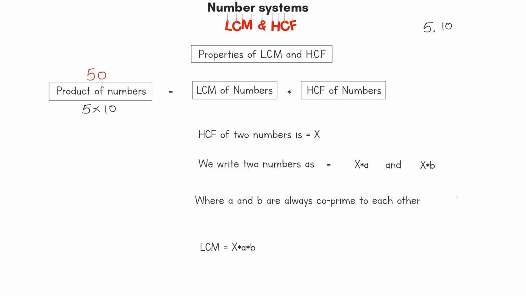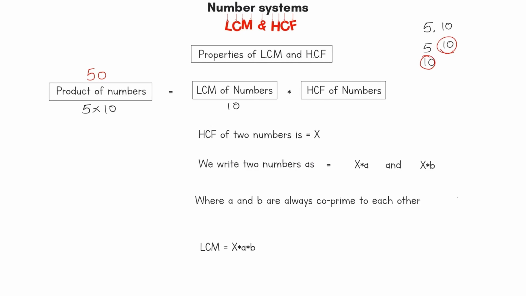Let's check it. What is their LCM? Least common multiple. 5 and then 10 are the multiples of 5, and 10 is a multiple of 10. Least common multiple here is 10 only. So the LCM of two numbers is 10.